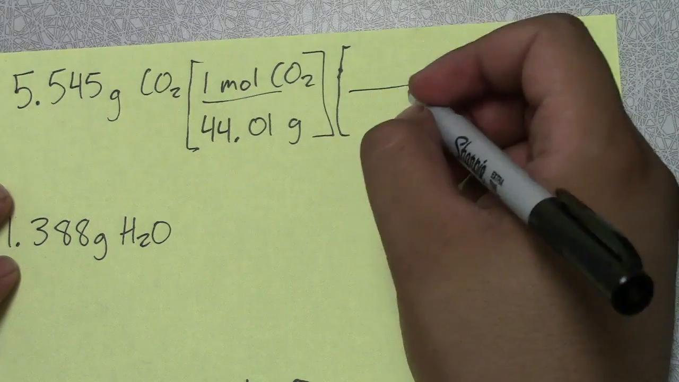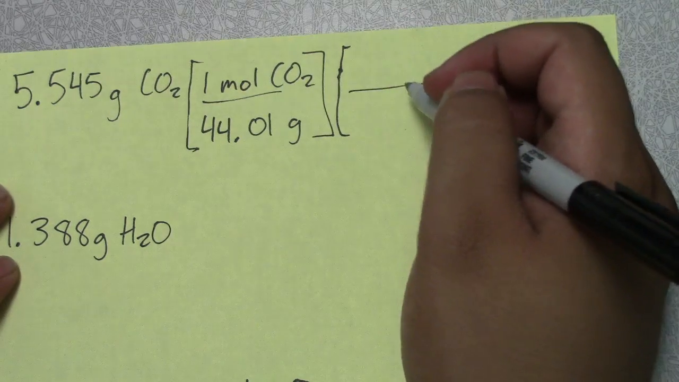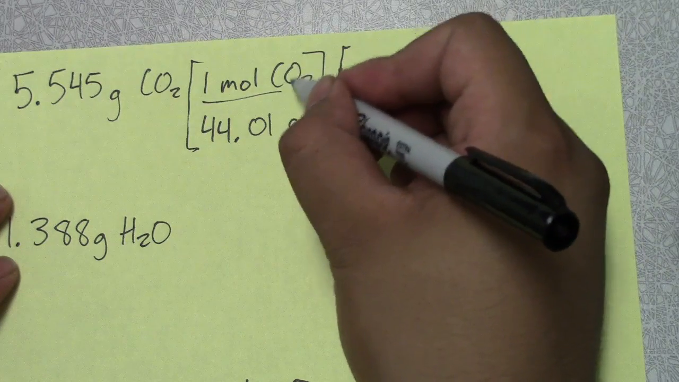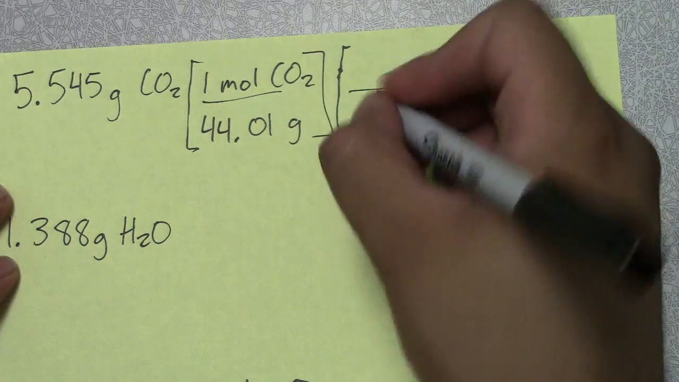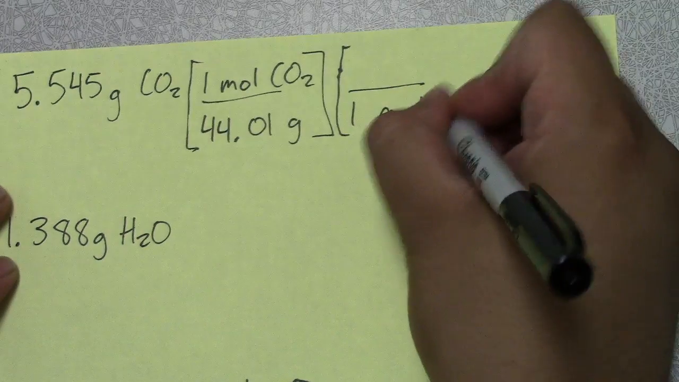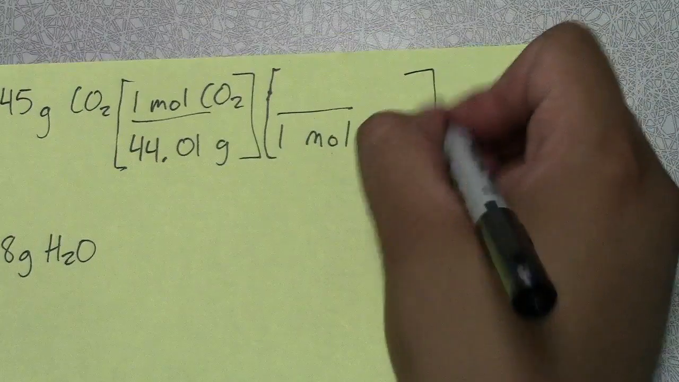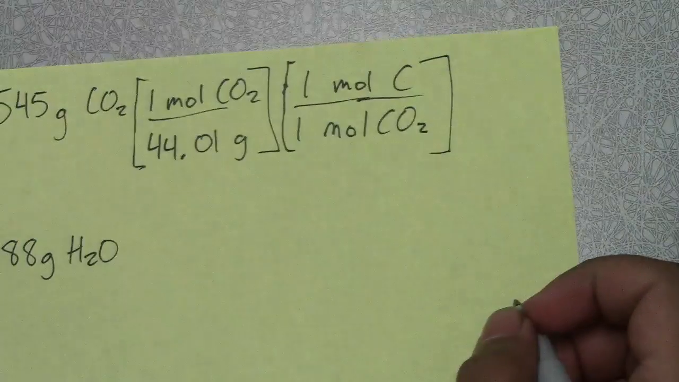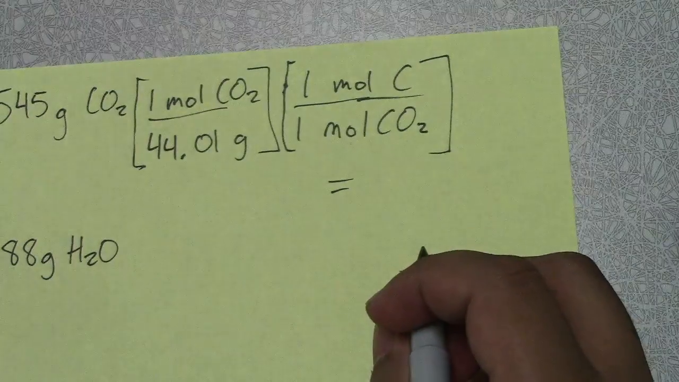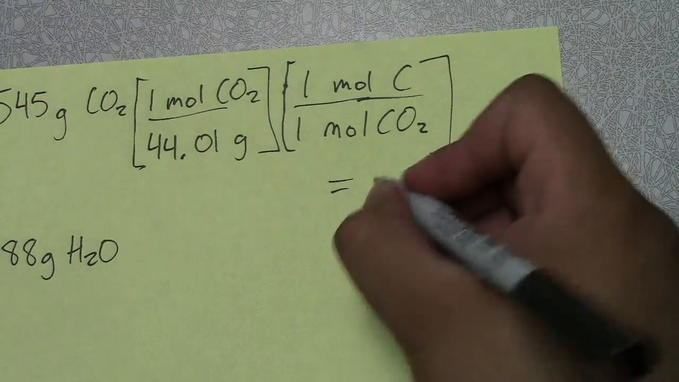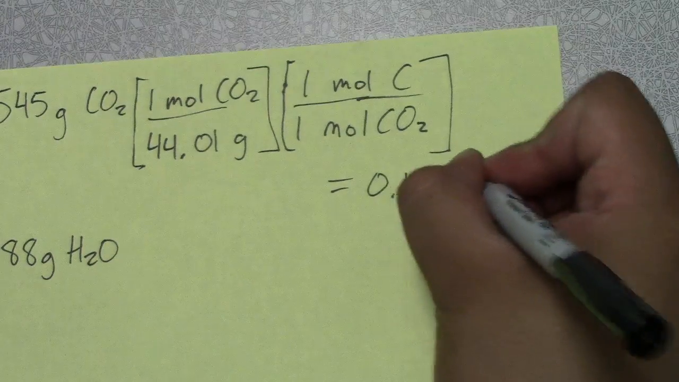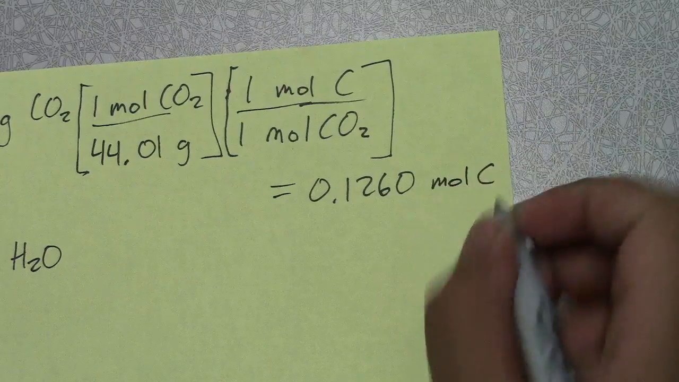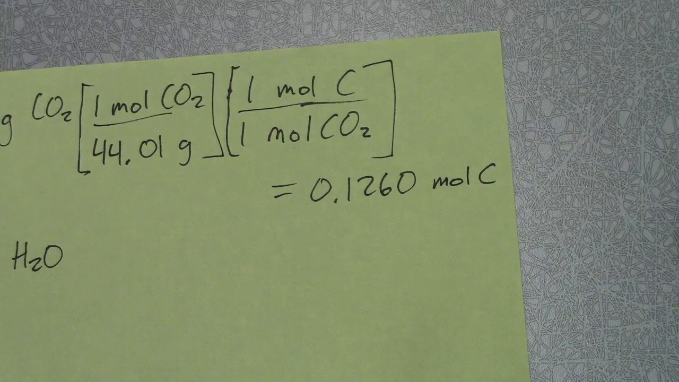What I do want to know is carbon. There's a very simple molar ratio. Well, I guess that's not a term we should use. There's a very simple relationship. We can see that in 1 mole of CO2, there's 1 mole of carbon. So I'll write that down. 1 mole of CO2 corresponds to 1 mole of carbon. And so we can go ahead and solve this. If you punch this into your calculator, you should find 0.1260 moles of carbon. Awesome. Now we're making some progress.